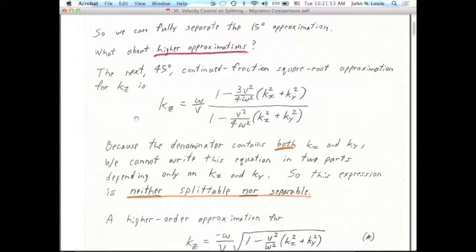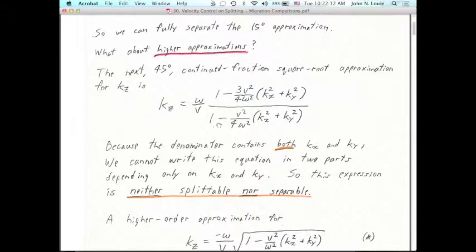So here's the 3D continued fraction square root approximation, via Muir's method that you found out about in 706. So k sub z is equal to omega over v, and on the top you've got 1 minus 3 v squared over 4 omega squared, and in 706 where we had k sub x squared, here we have k sub x squared plus k sub y squared, that quantity.